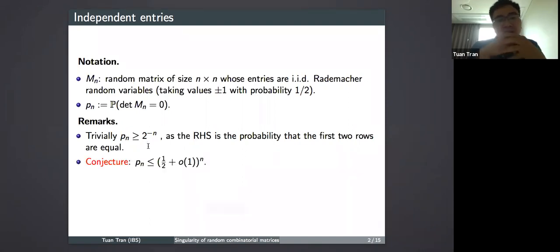And it is widely believed that this simple lower bound is asymptotically tight. So it is conjectured that Pn is (1/2 + o(1)) to the n, where the error term tends to zero as n goes to infinity.